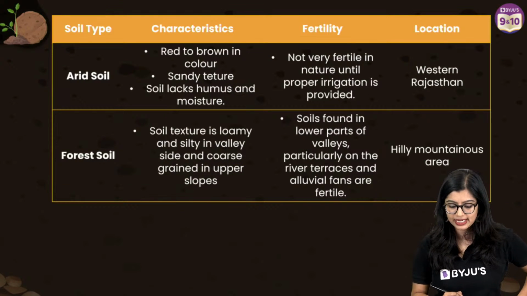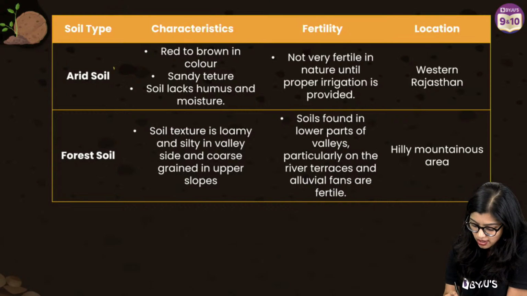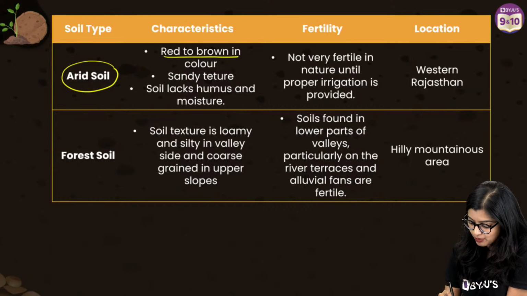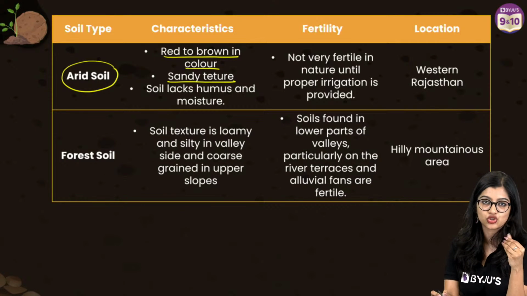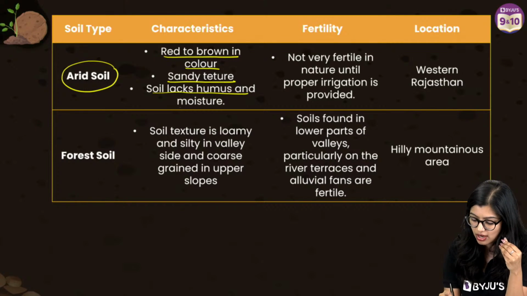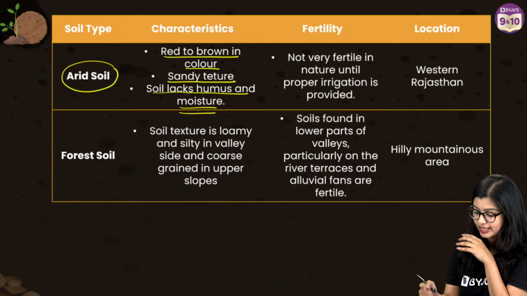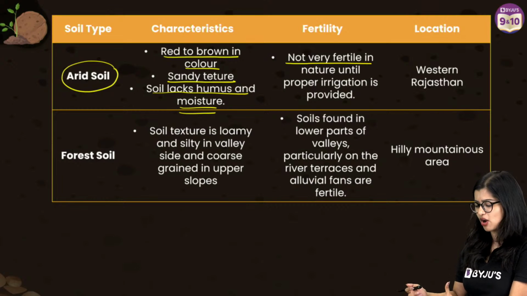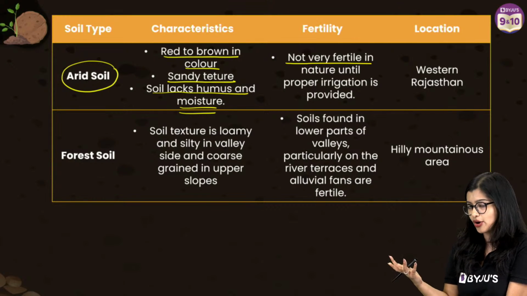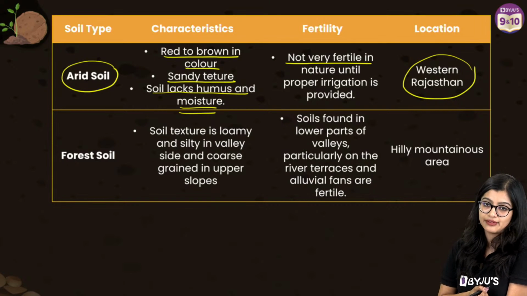Now moving on to the next one, which is arid and forest soil, right? We know that arid soil is mainly red to brown in color, and it has a sandy texture. Yes, and we know that it lacks a lot of humus, and it cannot hold a lot of moisture. It's not very fertile, and of course you need to irrigate it, but not in a lot of places do we use this. Especially in Western Rajasthan, we observe this.